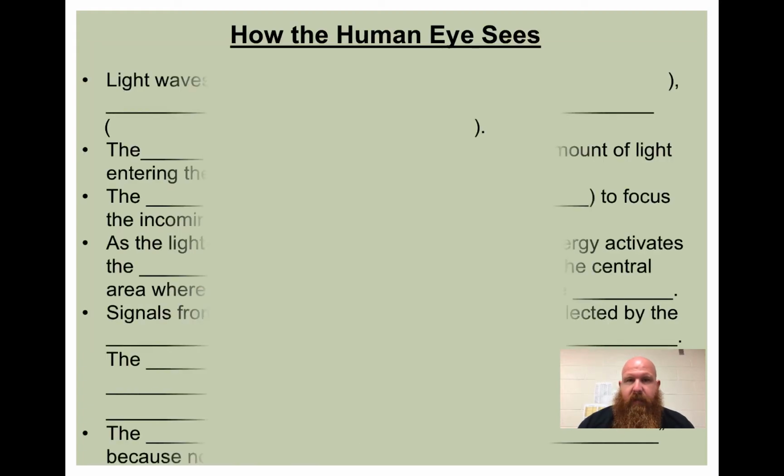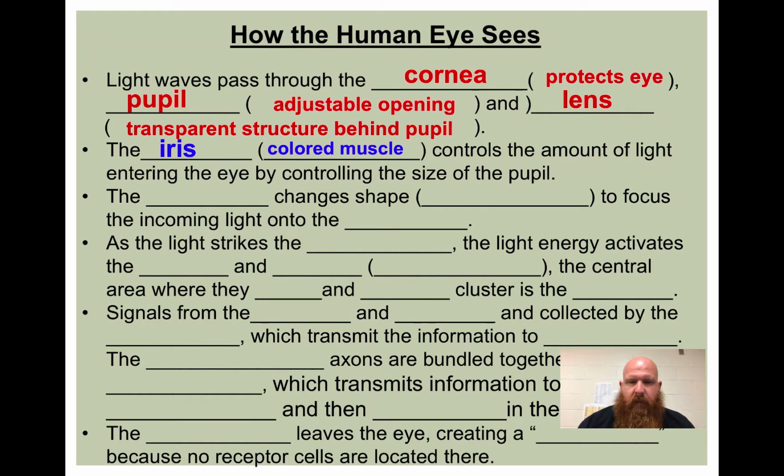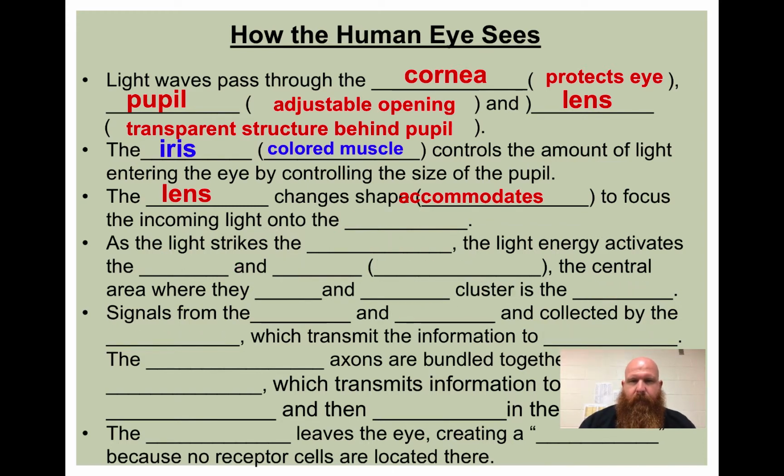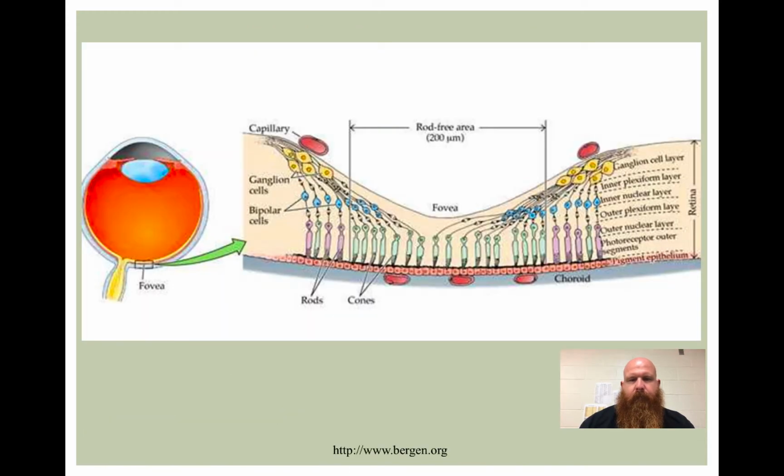We've not talked about what rods and cones do yet, but if I remember correctly, the cones are responsible for color, and rods are responsible for your ability to see in low light situations.